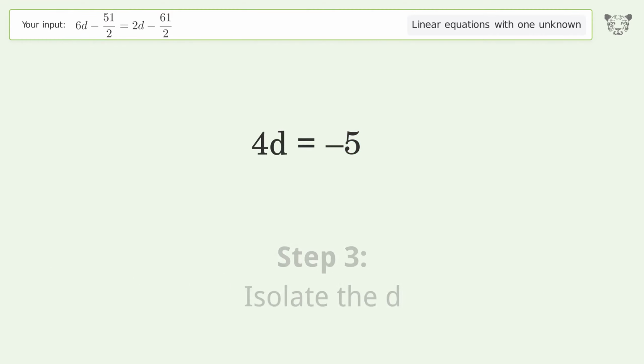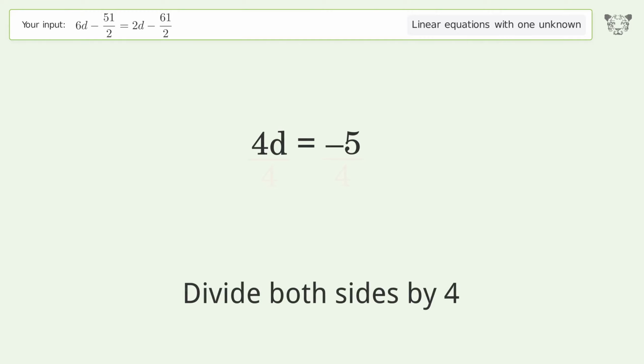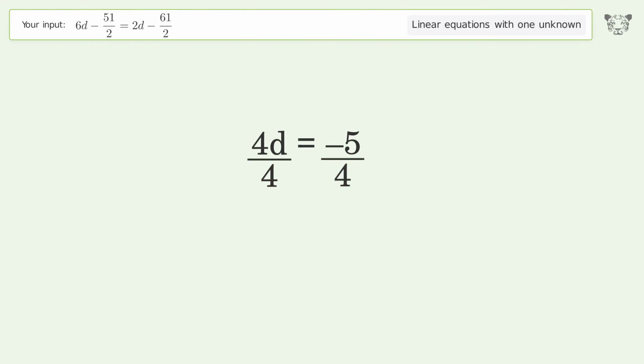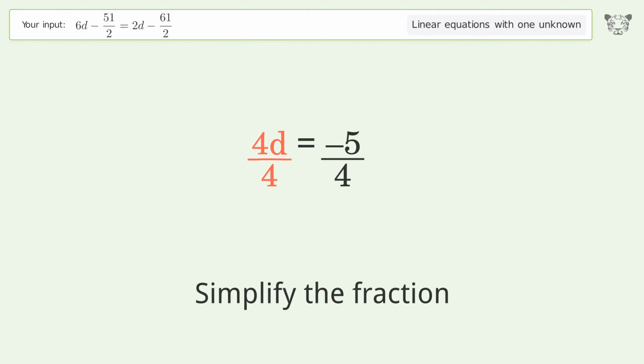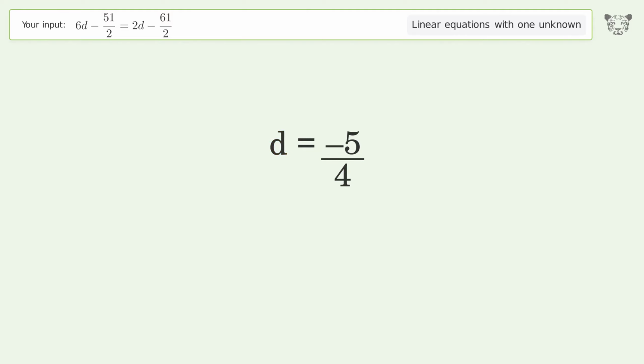Isolate the d. Divide both sides by 4. Simplify the fraction. And so the final result is d equals -5/4.